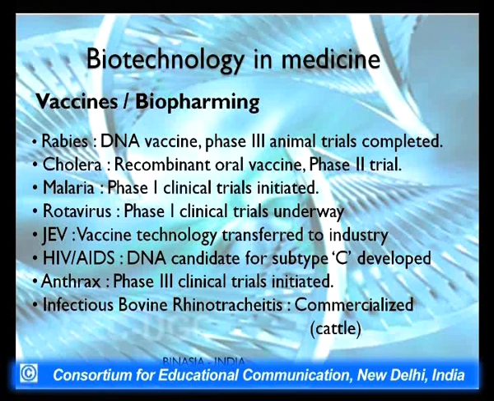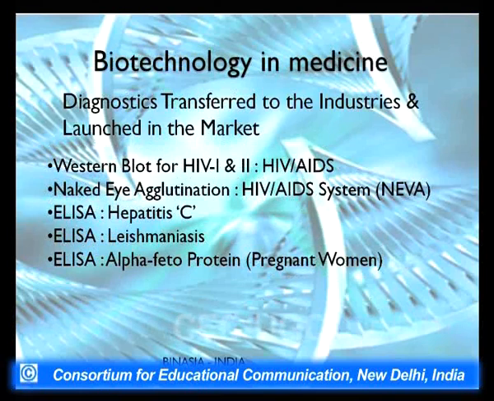Now, I was just talking about biofarming. This slide shows that DNA vaccine phase 3 animal trials have been completed for rabies. For cholera, the recombinant oral vaccine is in phase 2 trial. The malaria phase 1 clinical trials have been initiated. Anthrax phase 3 clinical trials have been initiated. So many vaccines are in the process or have been developed by now.